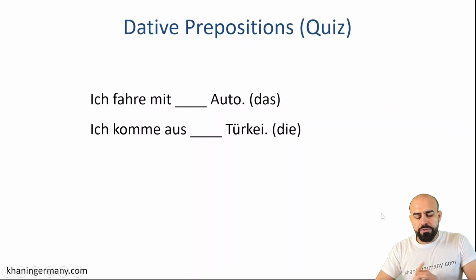You can already see ich fahre mit Auto. Here in nominative you have das, meaning in nominative this will be das Auto, okay? And then ich komme aus Türkei, okay? So in nominative it is die Türkei. How will it be in dative?